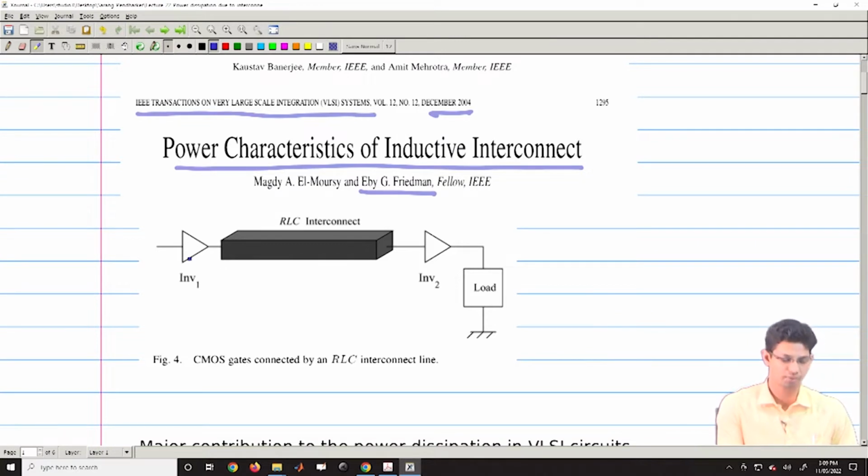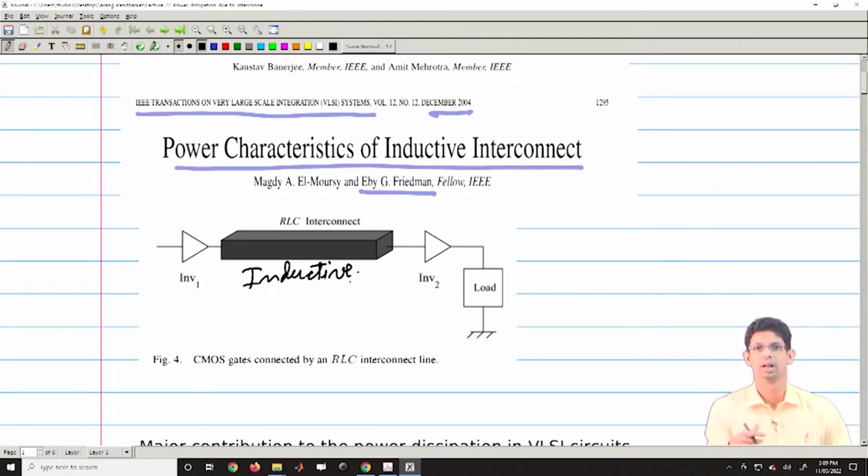So the problem which we are discussing is the following. There is a driver circuit here, and then there is some load, and there is an RLC interconnect. This is inductive, and as we discuss, we will see why the introduction of inductance brings in more complications which would not have been so prominent in a simple RC interconnect. So that's why even in this title, inductive interconnect is prominently mentioned. So this is our system.